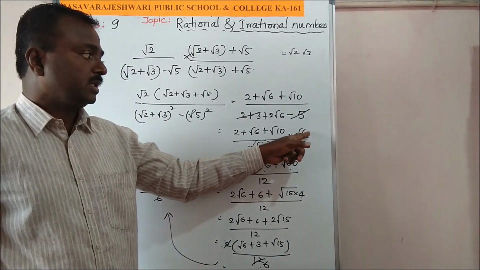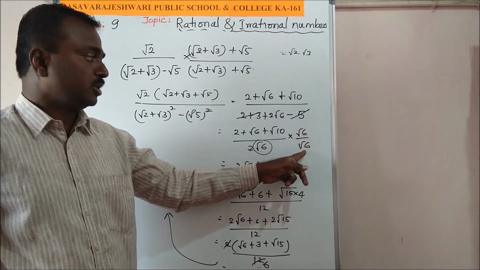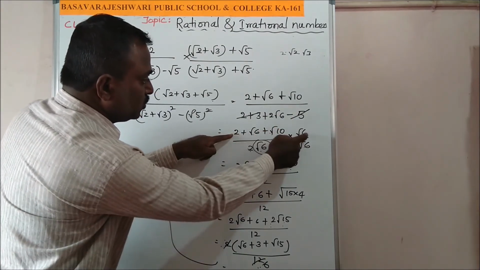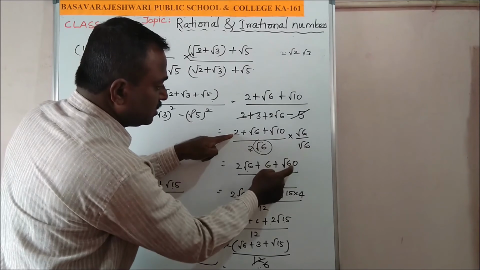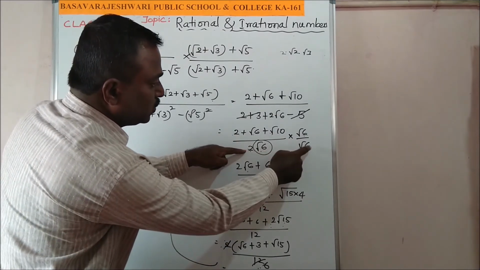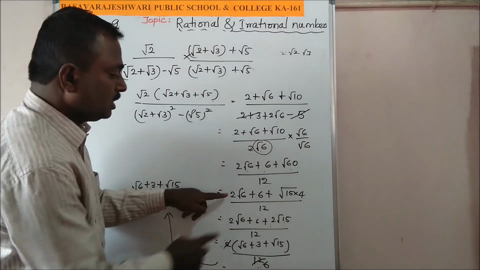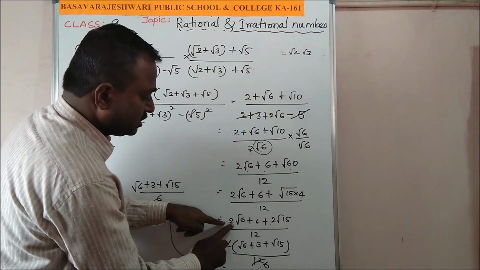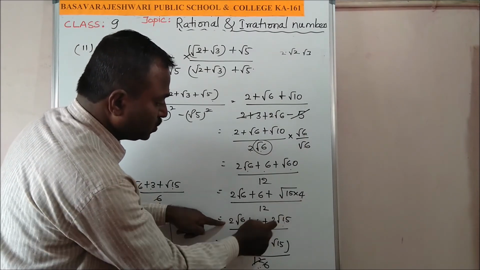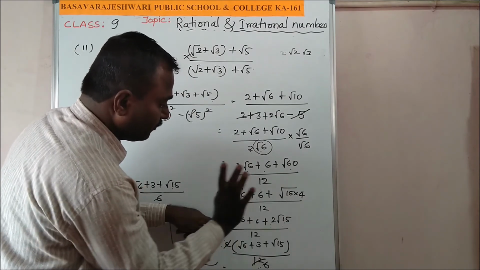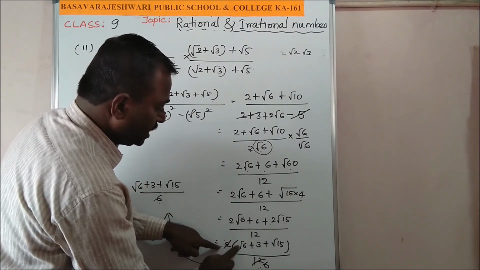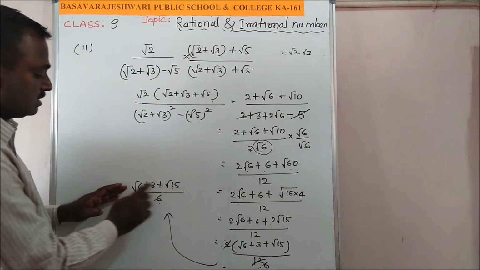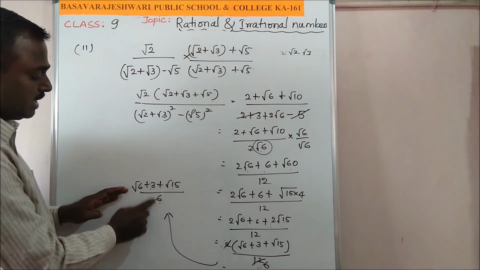Therefore you have to multiply numerator and denominator with root 6. So 2 into root 6, 2 root 6; root 6 into root 6, only 6; root 10 into root 6, root 60. Here 2 into root 6 into root 6, only 6, 6 into 2 is 12. So (2 root 6 plus 6) over 12. Root 60 is 4 into 15, so 2 root 15. So (2 root 6 plus 6 plus 2 root 15) by 12. I took 2 common: 2 into (root 6 plus 3 plus root 15) by 12. 2 ones are 2, 2 sixes are 12. So the remaining answer is (root 6 plus 3 plus root 15) by 6.